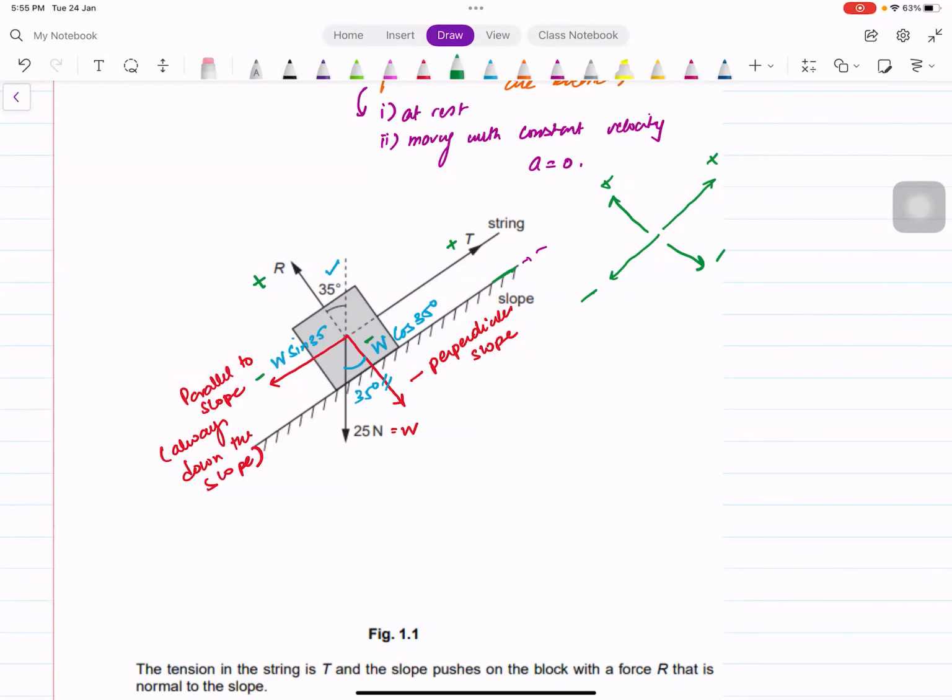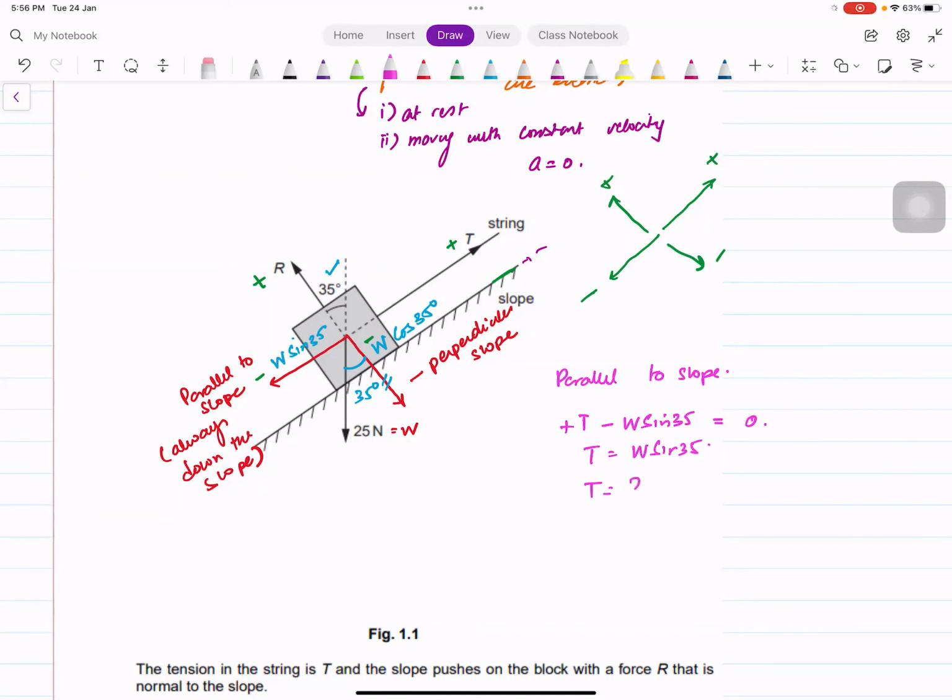Now, think about this. For the direction parallel to the slope, you have positive T and negative W sine of 35, which is this. And because it is in equilibrium, which means the net result of all of these has to be equal to 0. Or you can simply put it together like that.